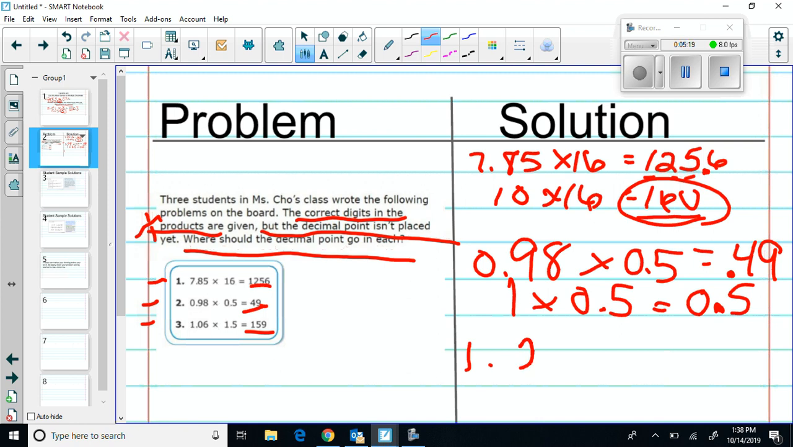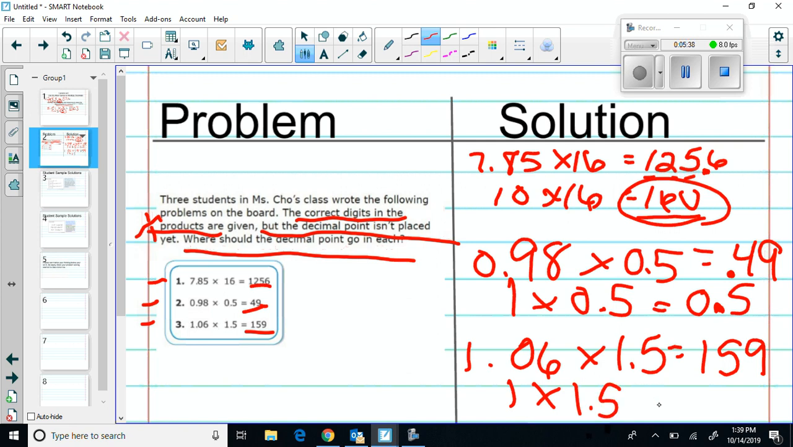This is fun. Okay, then we have 1 and 6 hundredths times 1 and 5 tenths, and we need to know where our decimal point is going to go in 159. So 1 and 6 hundredths, I would say I have 1 times, well, I'll just leave it as 1.5. 1 times 1.5 is 1.5. So my answer needs to be close to 1.5. Therefore, I'm going to put my decimal in there, 1 and 59 hundredths. I hope you're having as much fun with this as me, but it really does make a lot of sense.